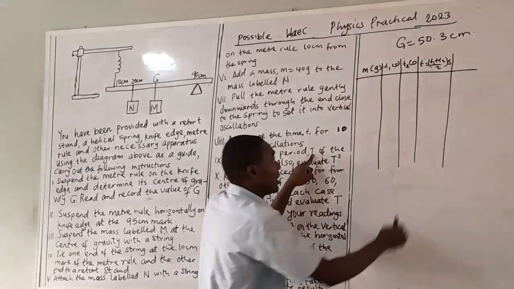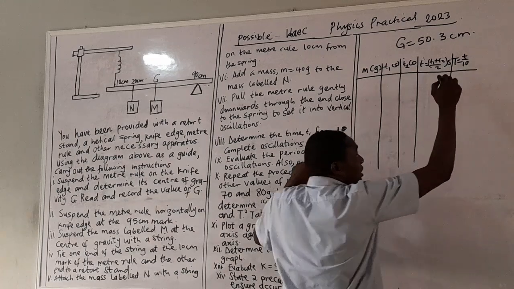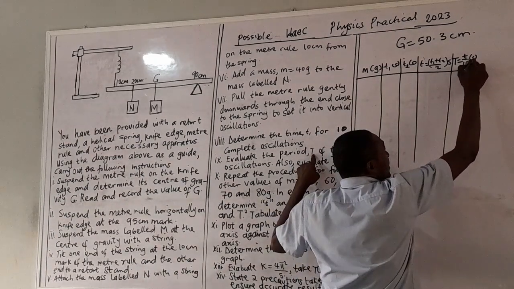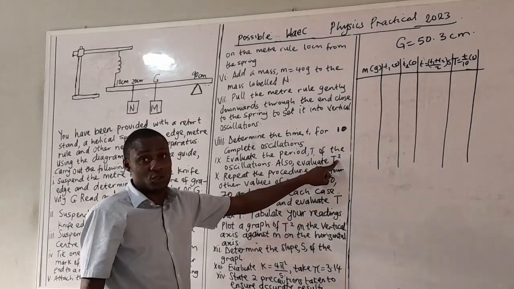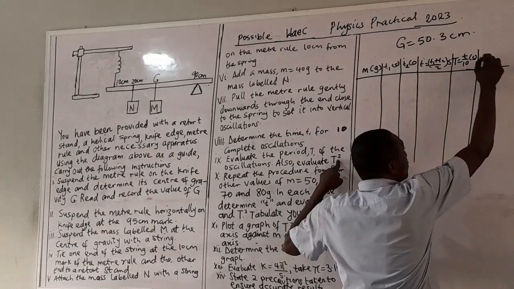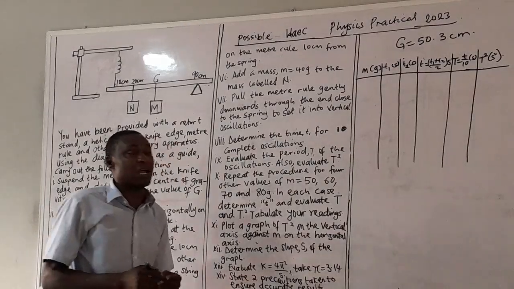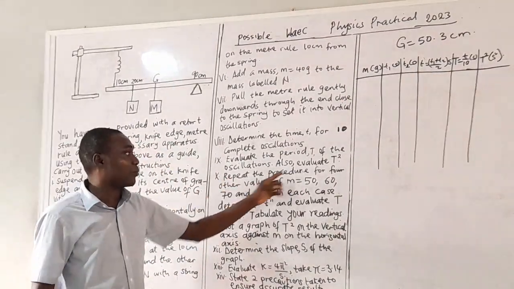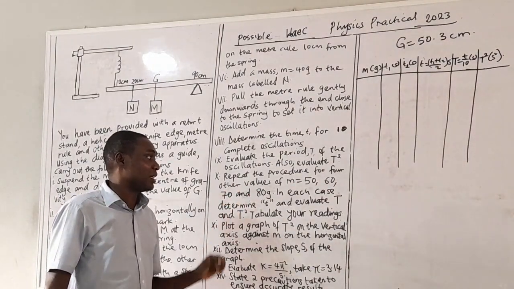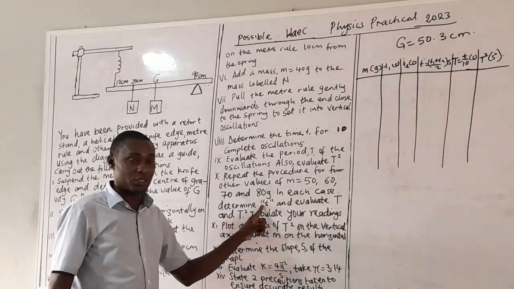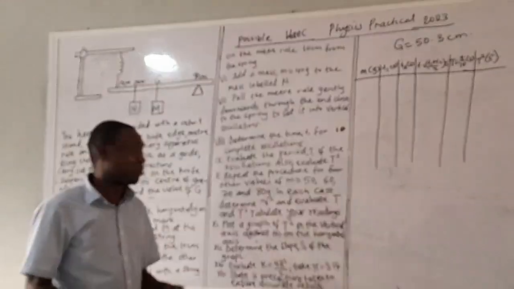Then next, evaluate the period T. So there's an evaluation of period there, big T is equal to what? Small t divided by number of oscillations, 10, also measured in what? Seconds. Then next, also evaluate T squared. So T squared will be in seconds squared. So I think these are the values that we have to evaluate. But let's read through. Repeat the procedure for 4 other values of M: 50, 60, 70, and 80. In each case, determine small t and evaluate T and T squared. Tabulate your readings. So let's do that before we come to looking at plotting the graph.